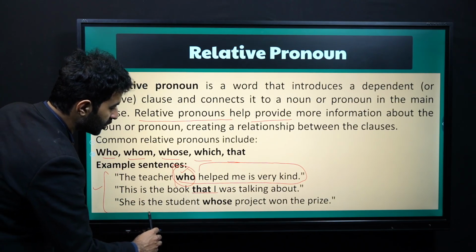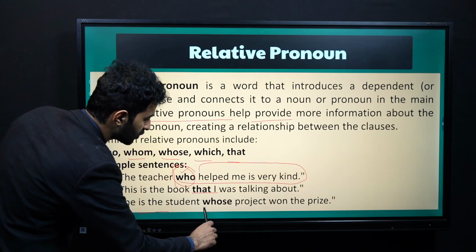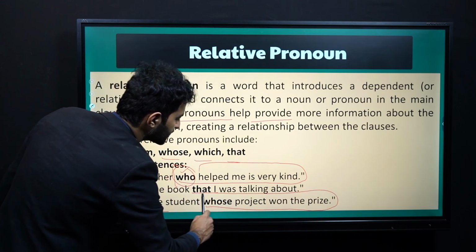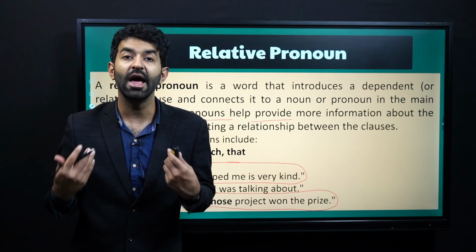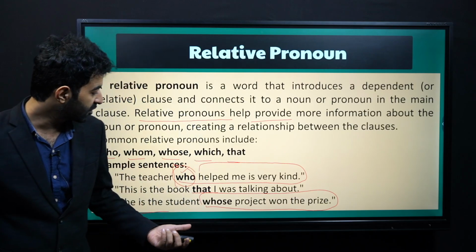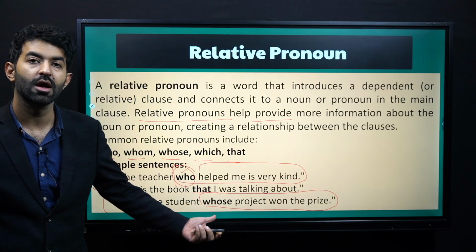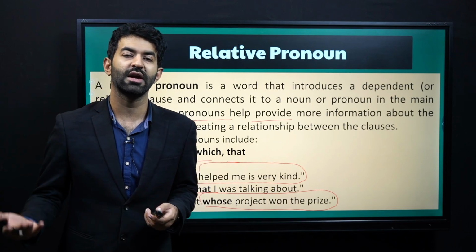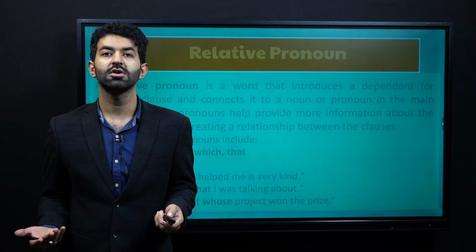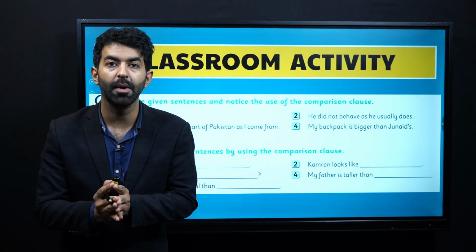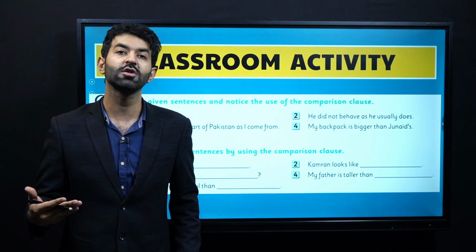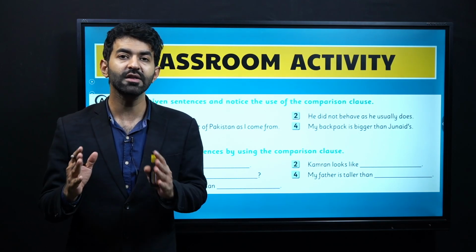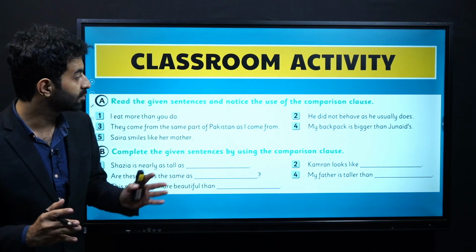She is the student whose project won the prize. So whose project won the prize? This is a subordinating clause, and it's a relative clause because we have the pronoun whose in it, right? So apply these rules to the rest of the sentences. Now students, you are very much clear about relative clauses and subordinate and also comparative clauses, right? Let's talk about the classroom activity that we are supposed to do.